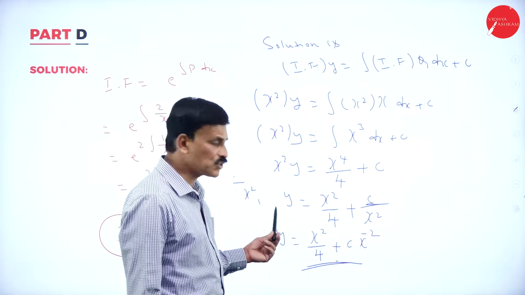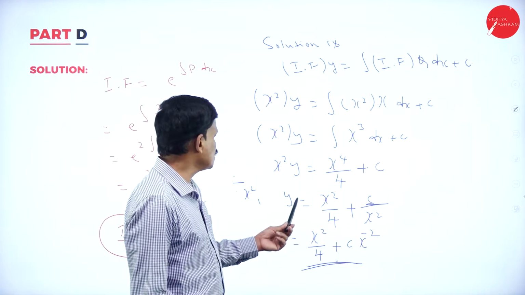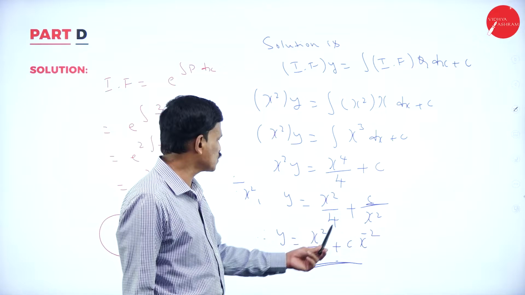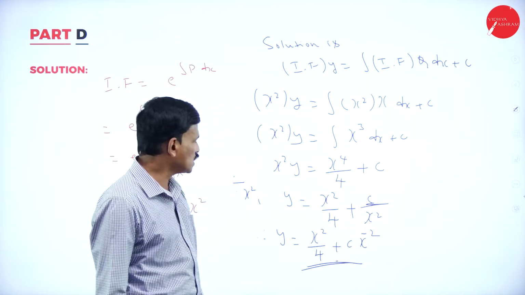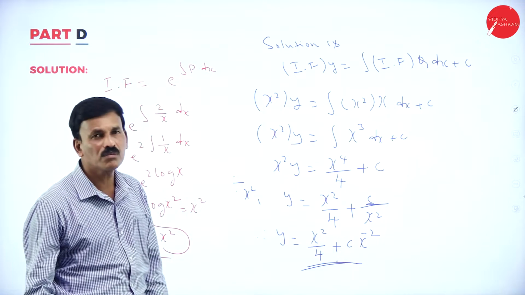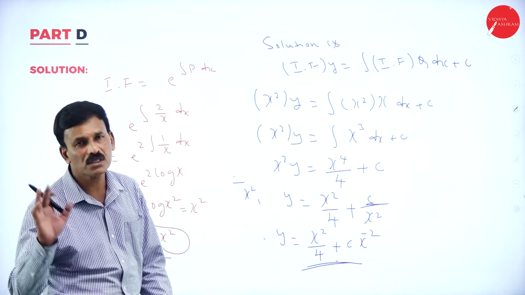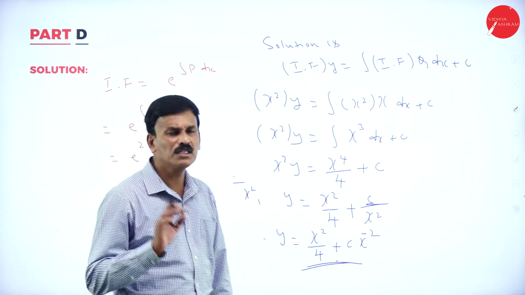Now, just divide by x square, then x square gets cancelled, y is equal to x square by 4 plus c by x square. If you want, you can transfer x square to the numerator, then this is x square by 4 plus c into x to the power of minus 2 is the integrated answer. That's it. Very simple, very important.